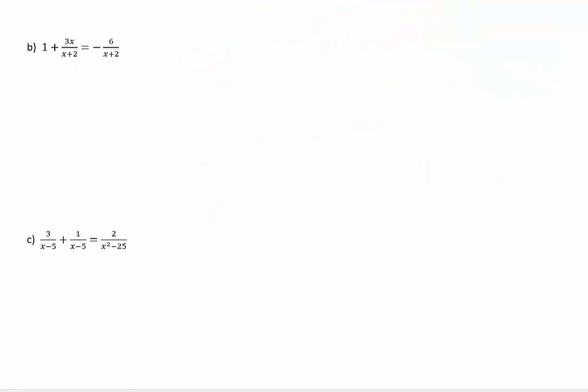Example B has denominators of x plus 2, so the LCD is x plus 2. Thinking ahead to when I'm going to have to check my answer, I notice right now that the only way I could get zeros in the denominators is if x equals negative 2. So this tells me that I cannot have a solution of negative 2.